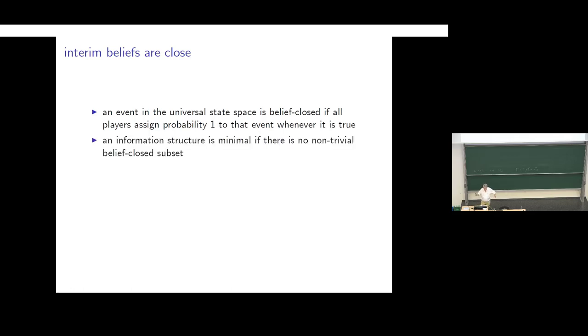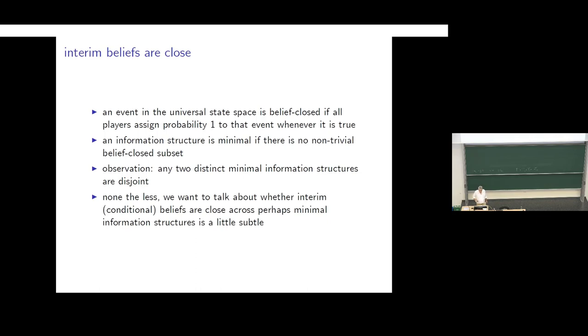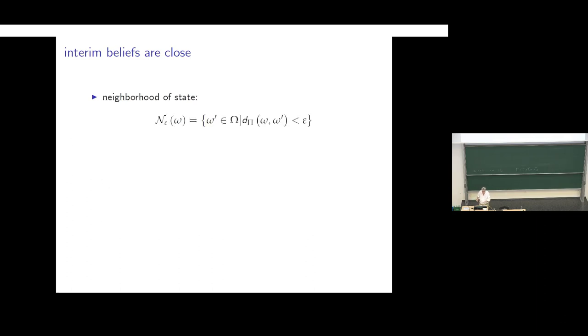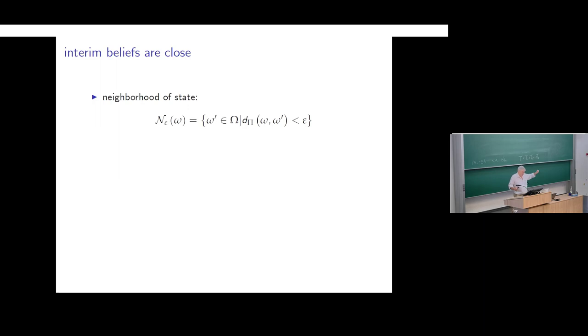An information structure is minimal if there are no non-trivial belief closed subsets of that space. So a simple observation is that if I have two distinct minimal information structures, then they must be disjoint. Nonetheless, I'm going to want to talk about when two information structures that might be minimal, when are their interim beliefs close. Okay, so that's going to be a little bit subtle, but here's how it works. We'll define an epsilon neighborhood of a state to be states that are close in the product topology. So here, they're close in the metric for the product topology.